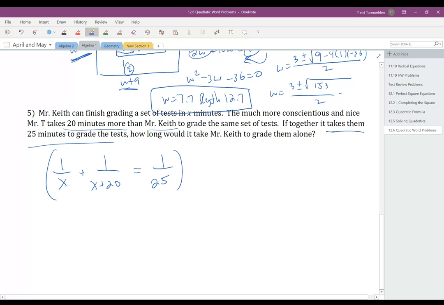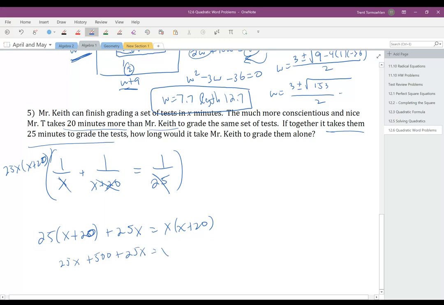So we need to clear those denominators. It's a lot going on here. So the X cancels, and that leaves us with 25 times X plus 20. The X plus 20 cancels, and that's going to leave us with 25X. And then the 25 cancels, and that leaves us with X times X plus 20. And so this is our quadratic to solve. We get 25X plus 500 plus 25X equals X squared plus 20X.